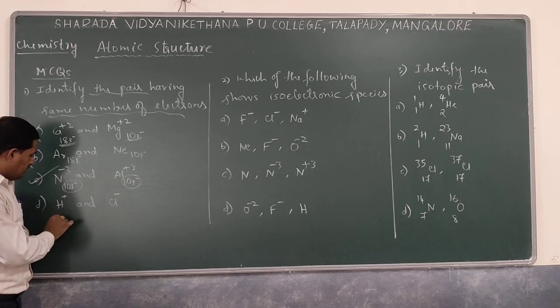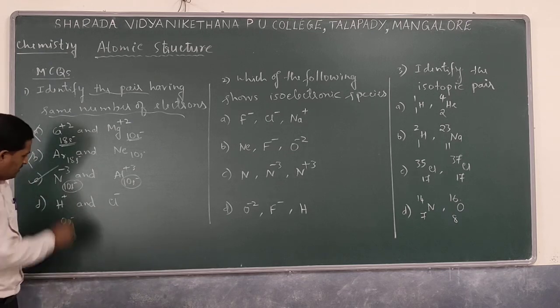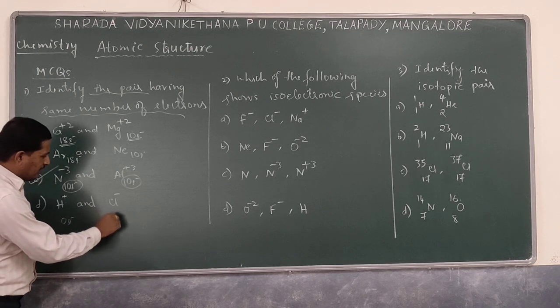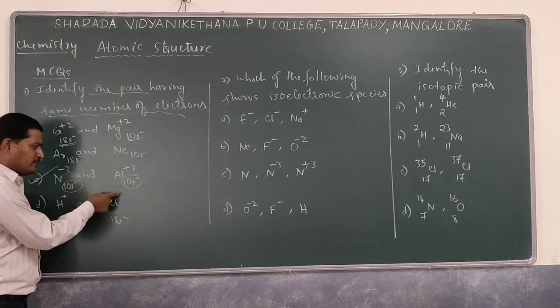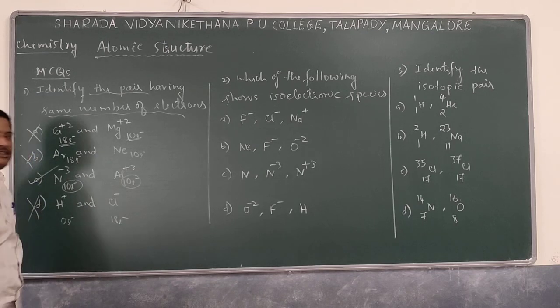H+ means 0 electrons. Actually, the number of electrons in one hydrogen atom is 1, but with the plus, it has been removed, so 0 electrons. Here, totally 18 electrons are there, 17 plus 1, which is 18. So here also the number of electrons is not the same. So option D is wrong, and the correct answer is C.